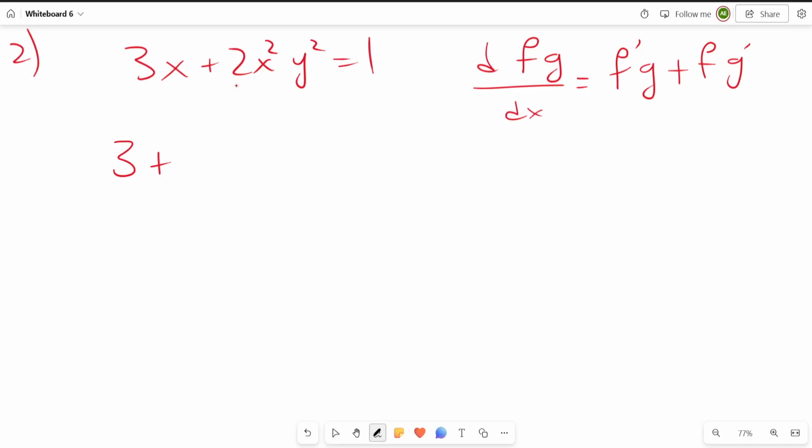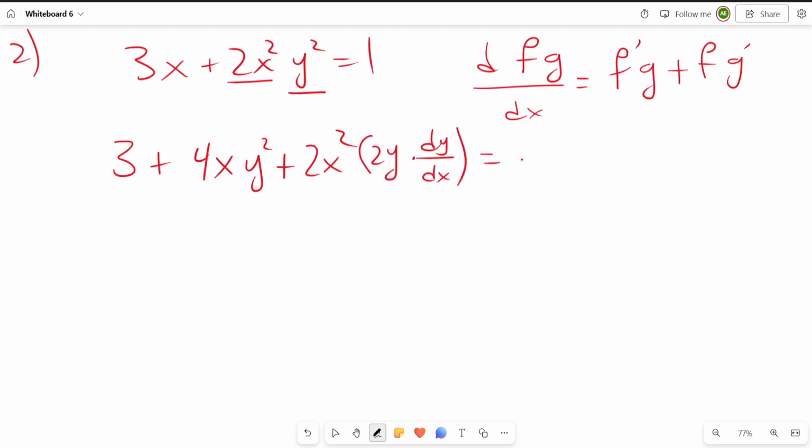So here, my f is 2x squared and my g is y squared. So let's try and do that. First, differentiation of the first is going to be 4x multiplying the second, which is g, so y squared, and then adding the first normal, which is 2x squared, and then multiplying the differentiation of the second. What's the differentiation of y squared? It's going to be 2y, and then we have to multiply by dy by dx.